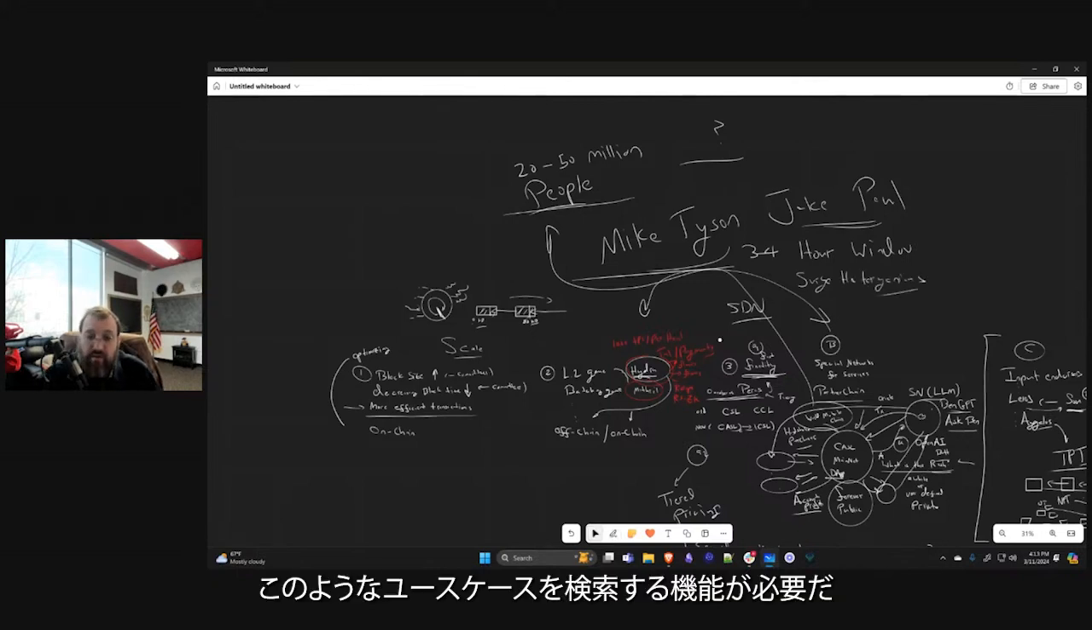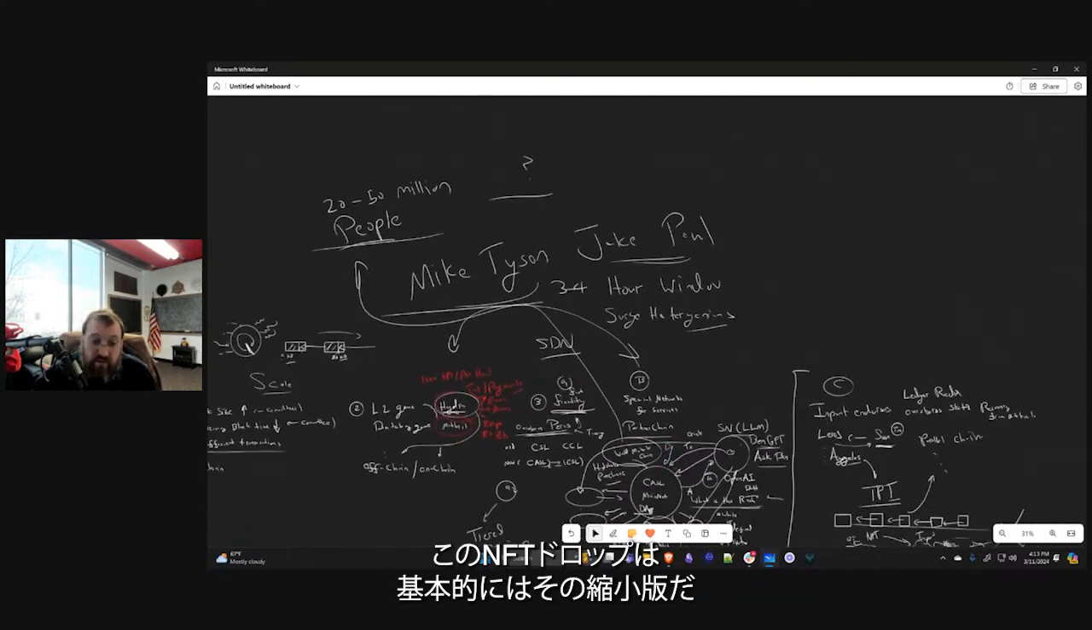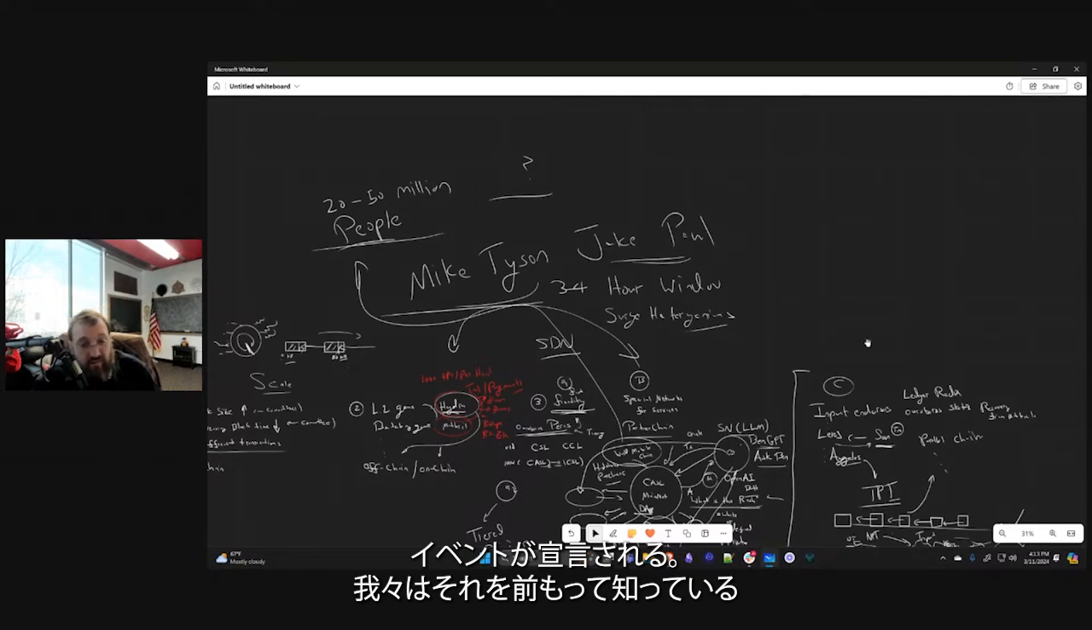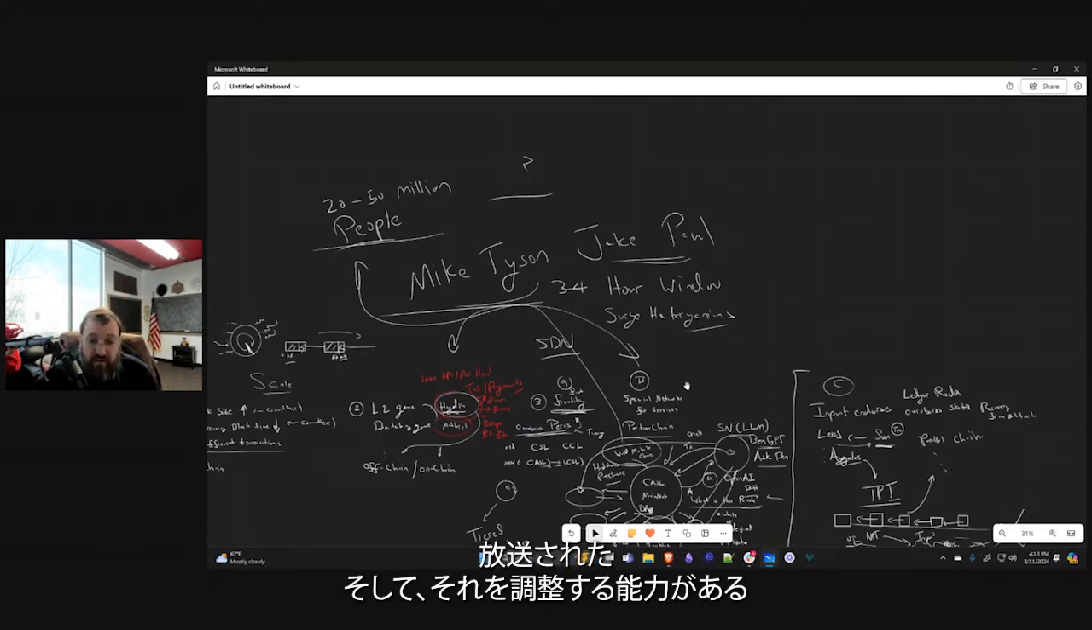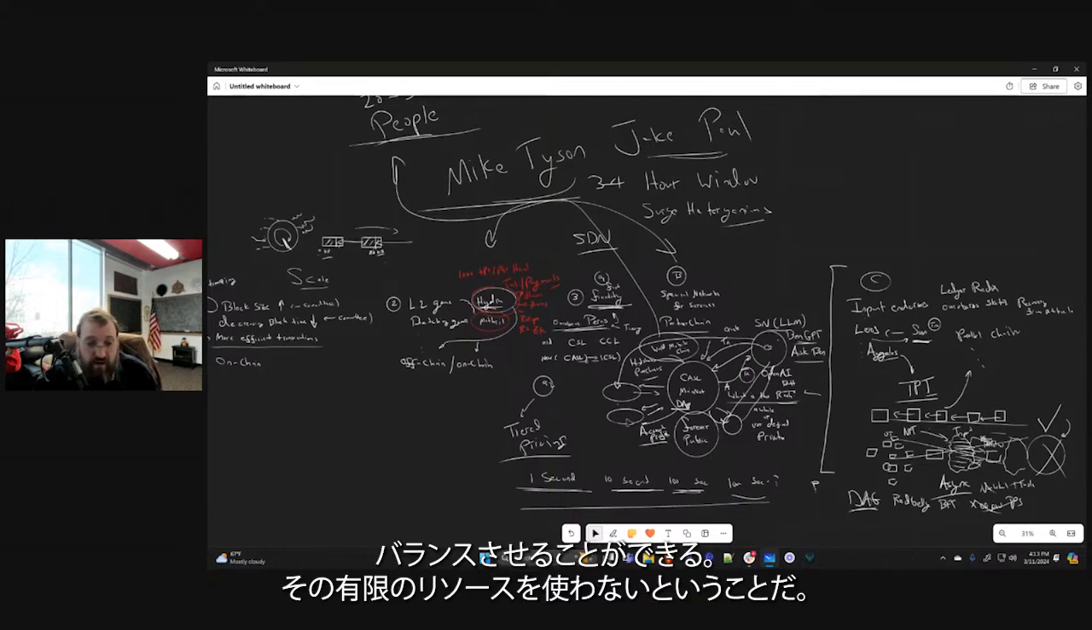Okay. You need ability to surge for these types of use cases. Well, these NFT drops are basically smaller versions of that. An event is declared, we know it ahead of time, it's been broadcasted, and having the ability to reconcile off and on-chain infrastructure means you can load balance it and you don't use that finite resource.